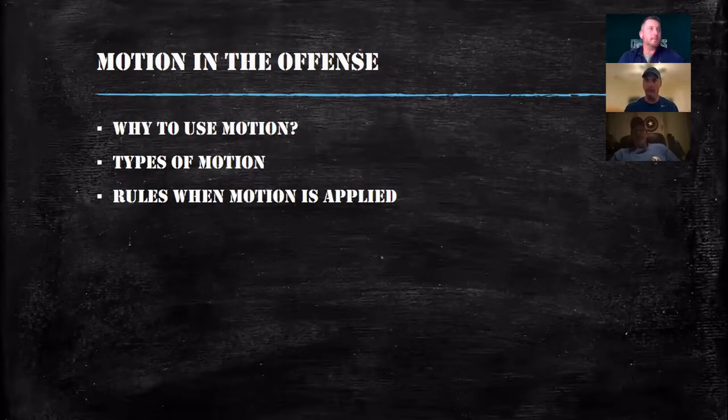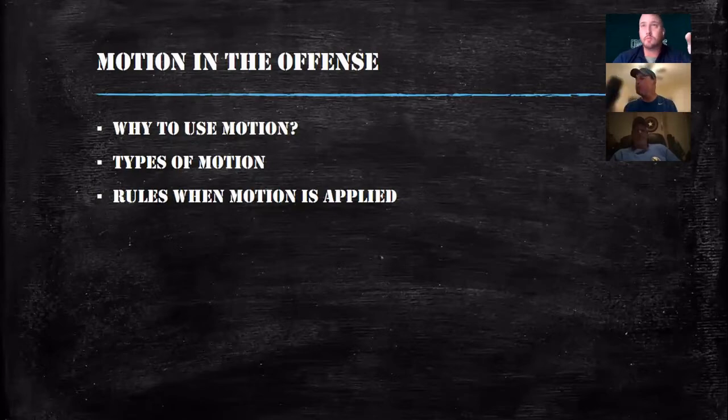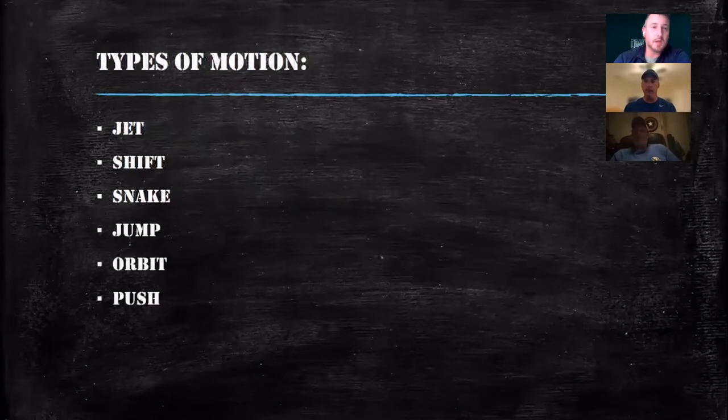Mike, you and I had a conversation a while back. I think Randy was involved in it too. We talked about motion. You wanted to learn a little bit about motion, and this is exactly how we do it. We're going to explain why we use motion, what types of motion, and what rules we include with the motion, whether it be changing signals or how it changes the play.